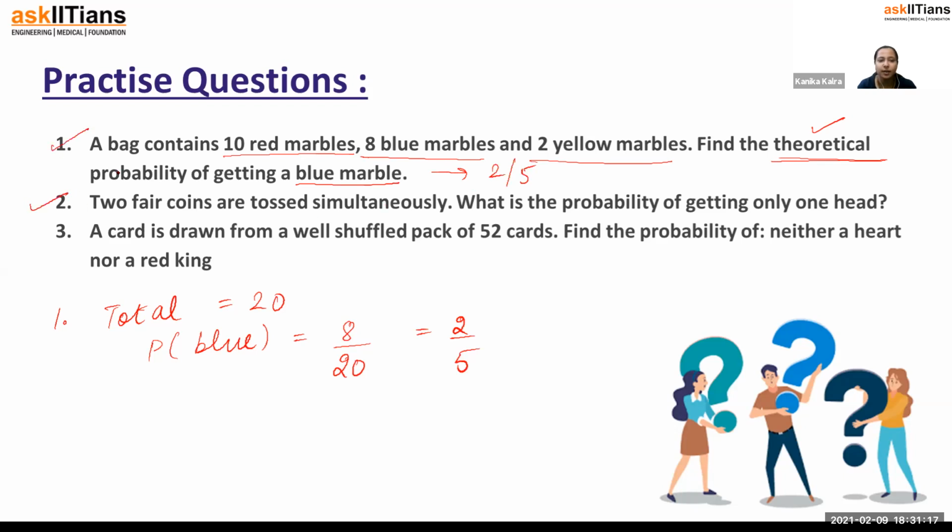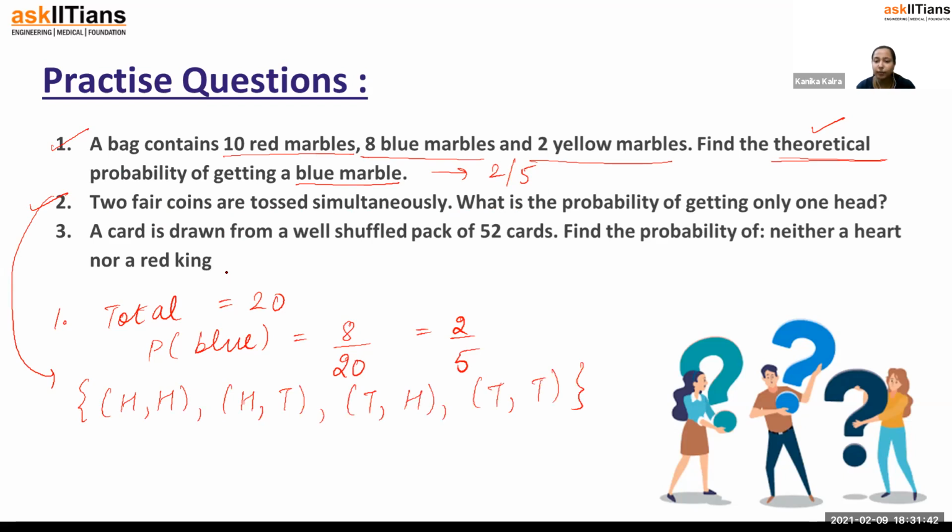Then the second one, 2 fair coins are tossed simultaneously. What is the probability of getting only one head? Now let's form the sample space for it first of all. So this would be head, head, head, tail, tail, head, and then tail, tail. Now you have to find out the probability of getting only one head. So there are only two possibilities. So it would be 2 over 4, which is equals to 1 by 2.